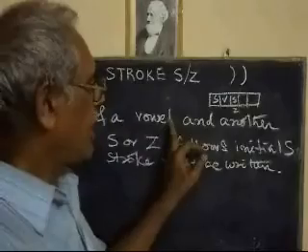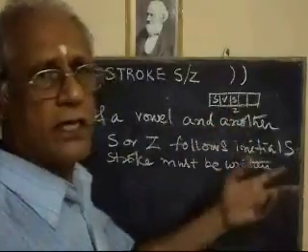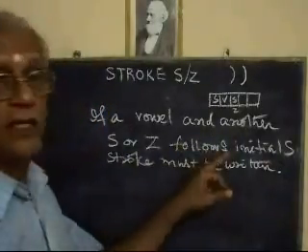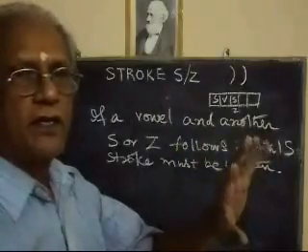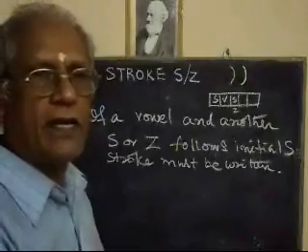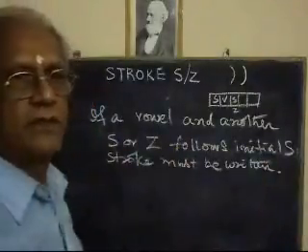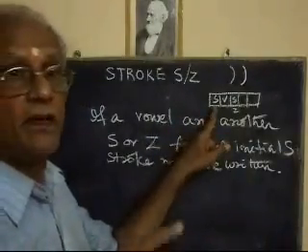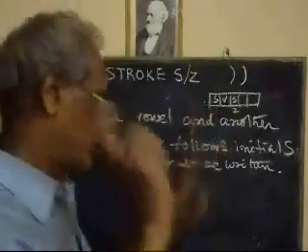If a vowel and another S or Z follows initial S. In the word, the first consonant must be S. After that, immediately a vowel and another S or Z must come. In such cases, the first consonant S must be written with the stroke.